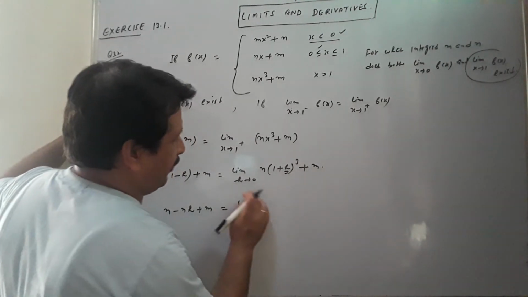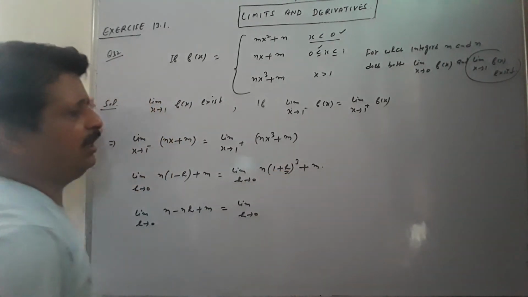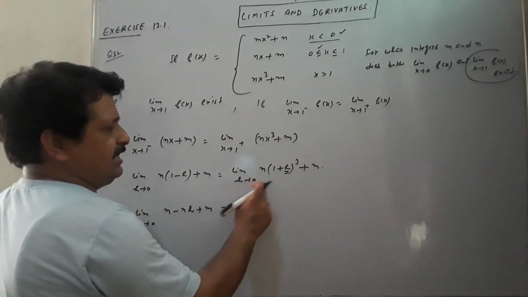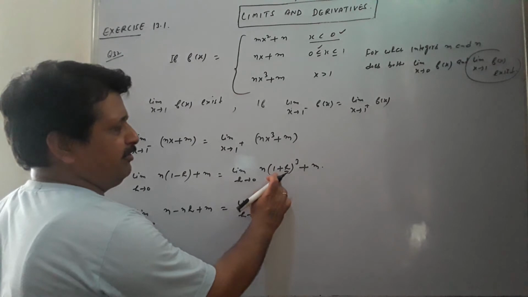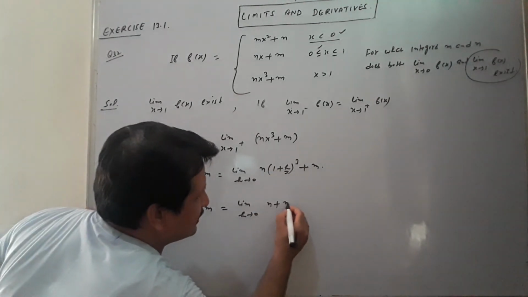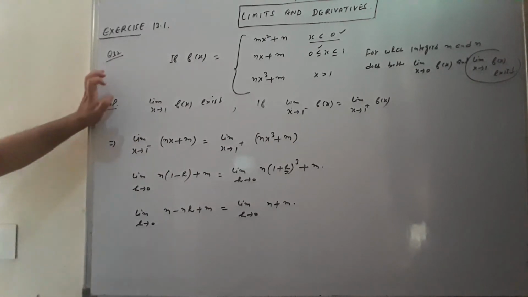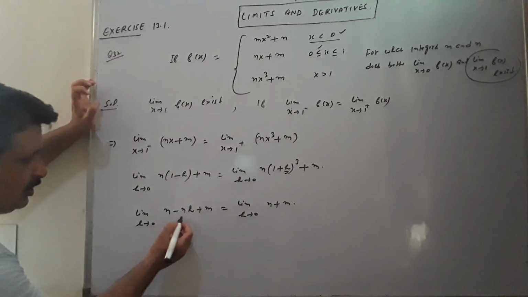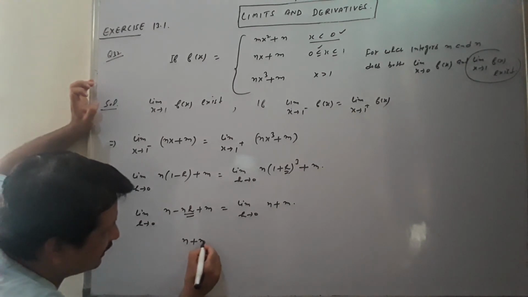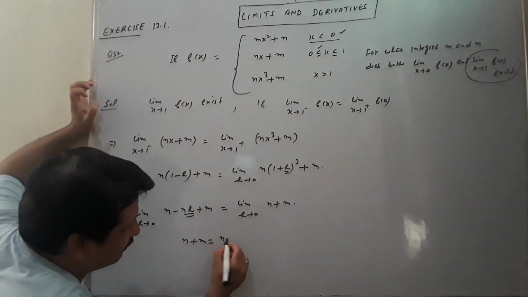Now here, while we will put, we have no need to expand it by using (a plus b) whole cube. Directly h tends to 0 here. So here we have just left with 1. So it will come as n plus n. While the limit h is equal to 0, this will come as n plus m, that is equal to n plus n.